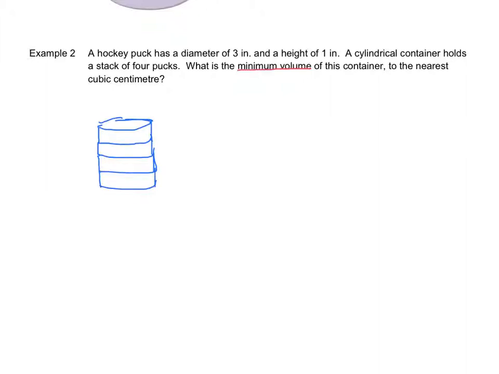So if we had a stack of 4 pucks, we know that the diameter is 3 inches. Let me fix that. There we go. And we know that the height of each puck is 1 inch. So altogether, the height of the stack of 4 would be 4 inches.